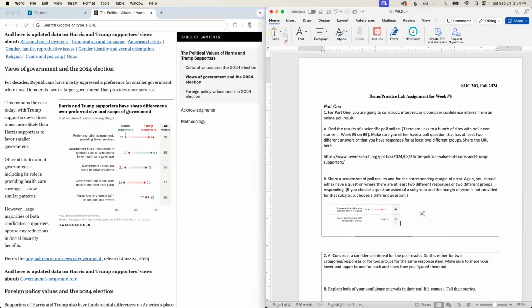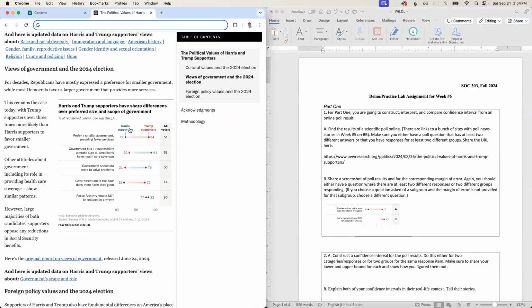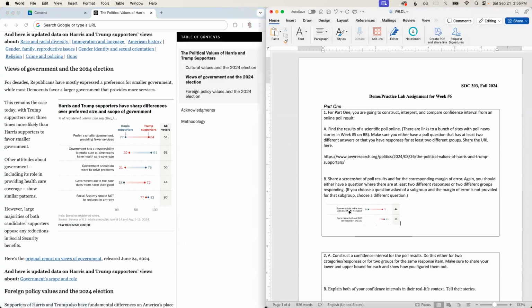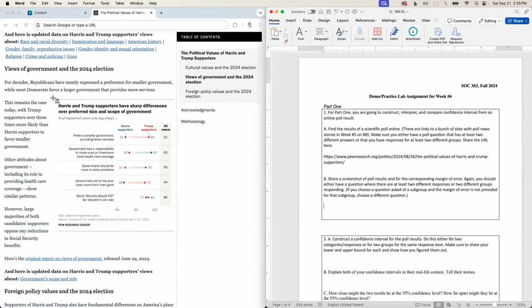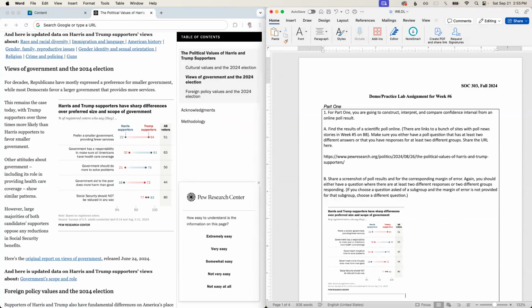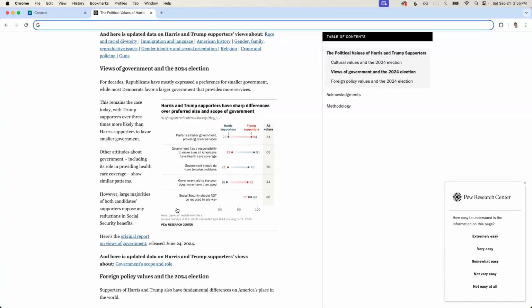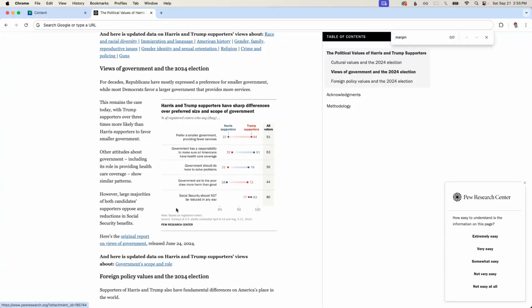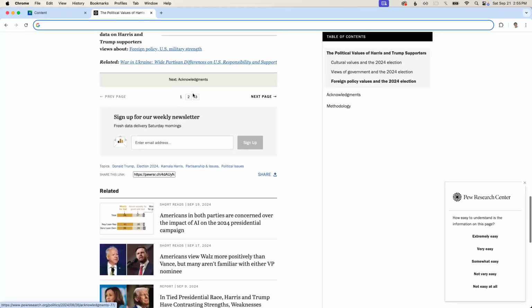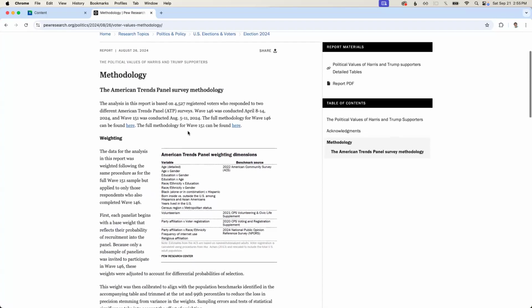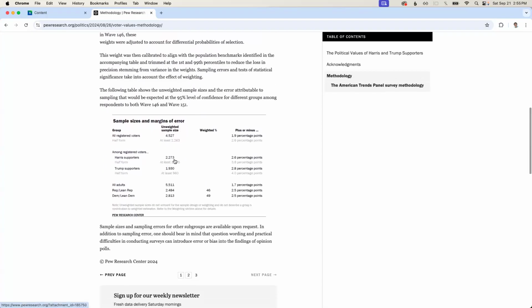And then I need margins of error. Oh, I should also make sure I know, I'm going to do the whole thing because I want to know which are Harris and Trump supporters. I mean, blue is for Democrat, red is for Republican. Okay, so now I need to find my margin of error. You can see it's not on the first page. Usually it's near the end. Here's weighting. Here we go.